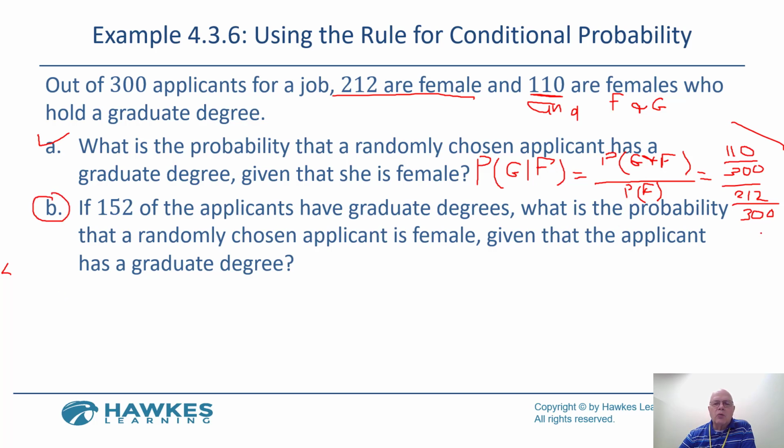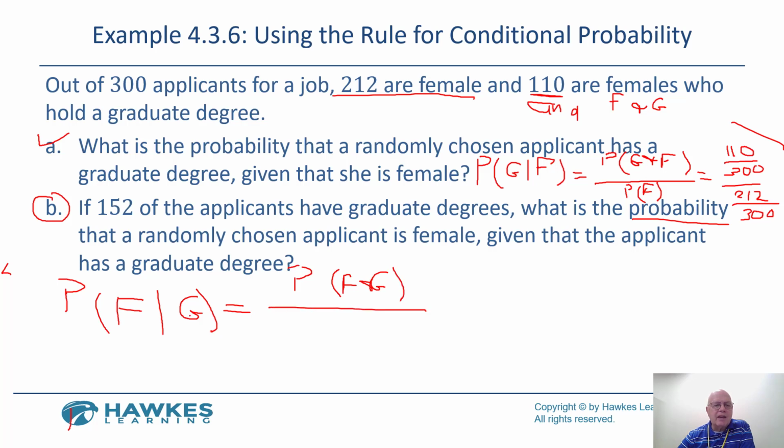Now for this one, we want the probability that an applicant is female given that they have a graduate degree. On the top is always the and statement, so it's female and graduate.